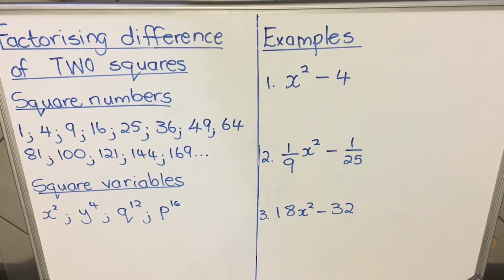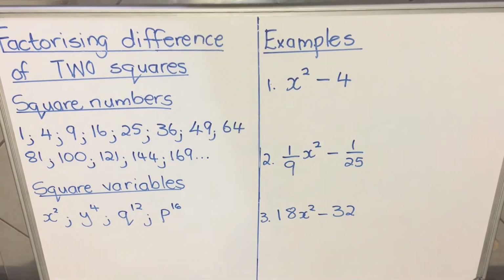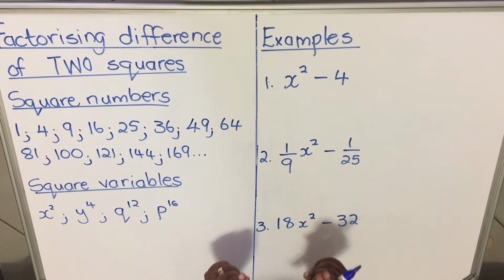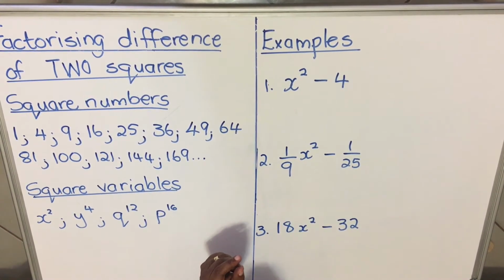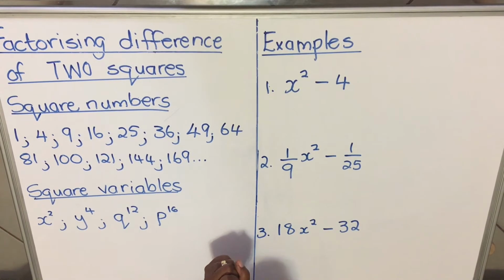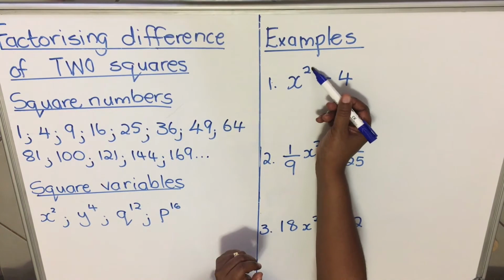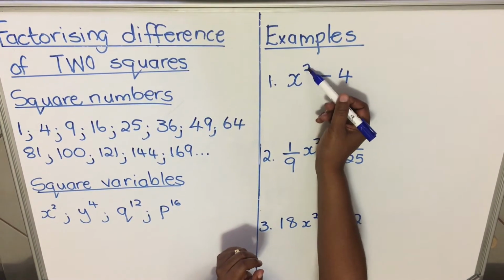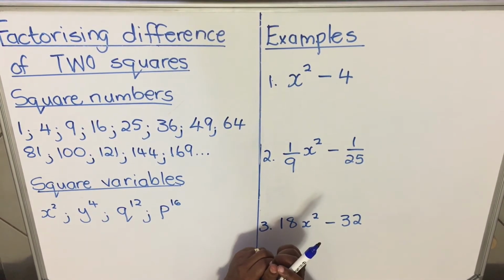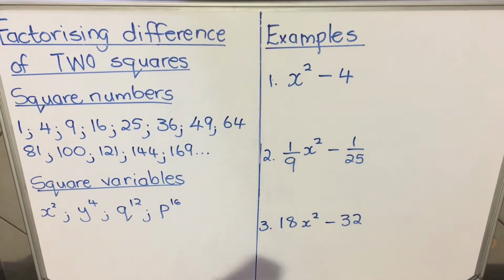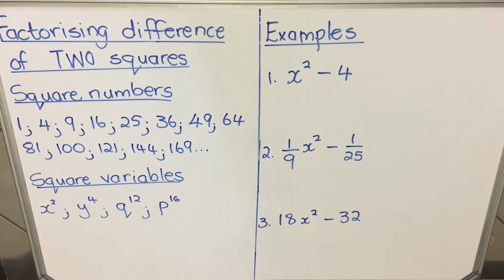Let's look at three examples of how we factorize difference of two squares. With difference of two squares, you're going to have two terms. When you have two terms, it's probably a difference of two squares. The next thing, you test if both terms are squares. X squared has an even power, so this is a square, and 4 is a square number. Then you must have a minus between them. If you have a plus, it's not a difference of two squares.